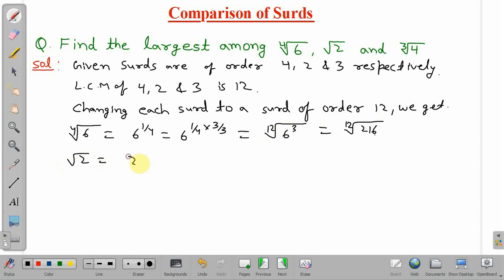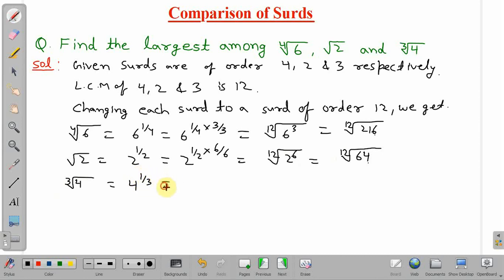Next number is the square root of 2. This can be written as 2 to the power 1 by 2, so we need to multiply and divide by 6, and this will be the 12th root of 2 to the power 6. So it will be the 12th root of 64. And the last number is the cube root of 4. This we can write as 4 to the power 1 by 3, and in place of 3 we need 12. So we need to multiply and divide by 4. So it will be the 12th root of 4 to the power 4, and it will be the 12th root of 256.